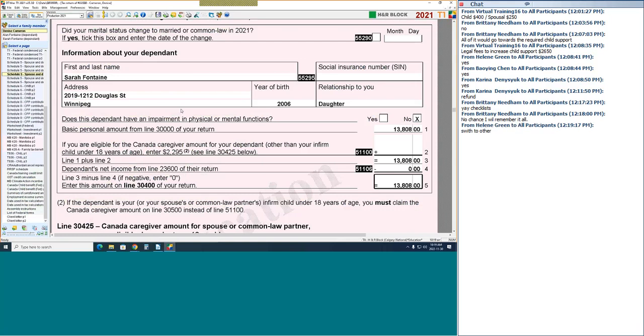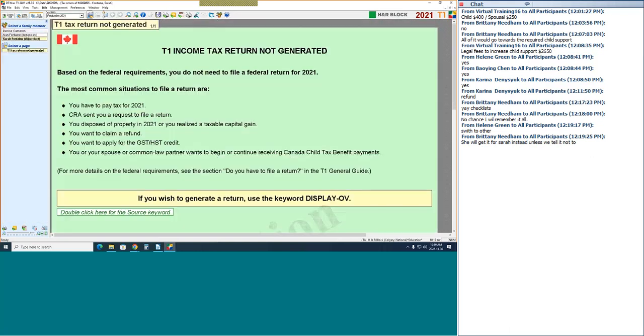It will switch to the other one. So I want you to remember that. If it can't do the first one, it will try the next one, which is great if that's what we want it to do. If it's not what we want it to do, then we have to go in and do all the same things to decide which dependent credits she's going to get for Sarah.